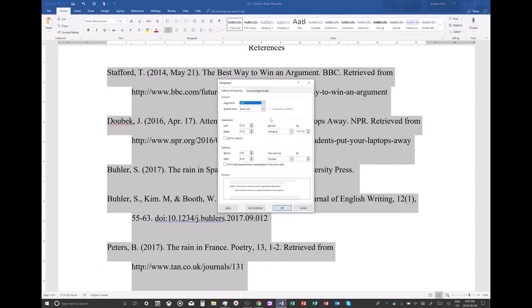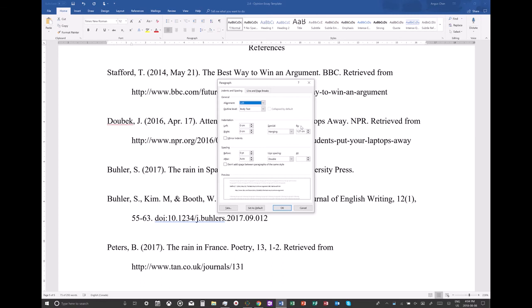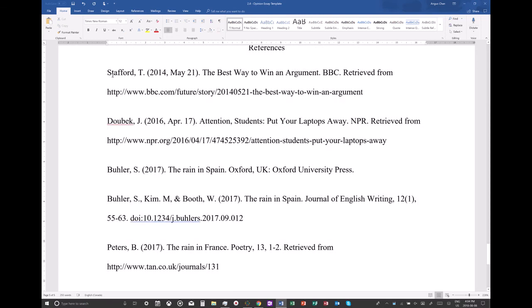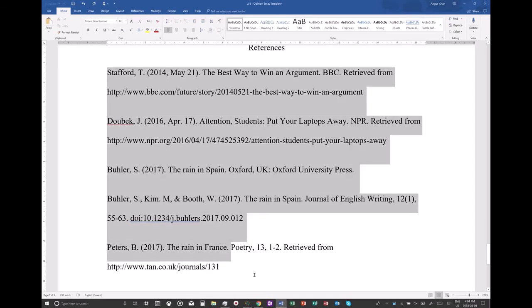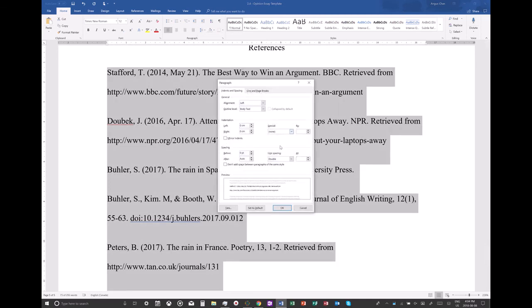Look for this option, the special, and you want hanging indent. So I'll show you the differences now. That's super important. So let's say we had none. I press OK. All the lines now are on the left. The second one, that's no good. Instead, you select your sources and have hanging indent.